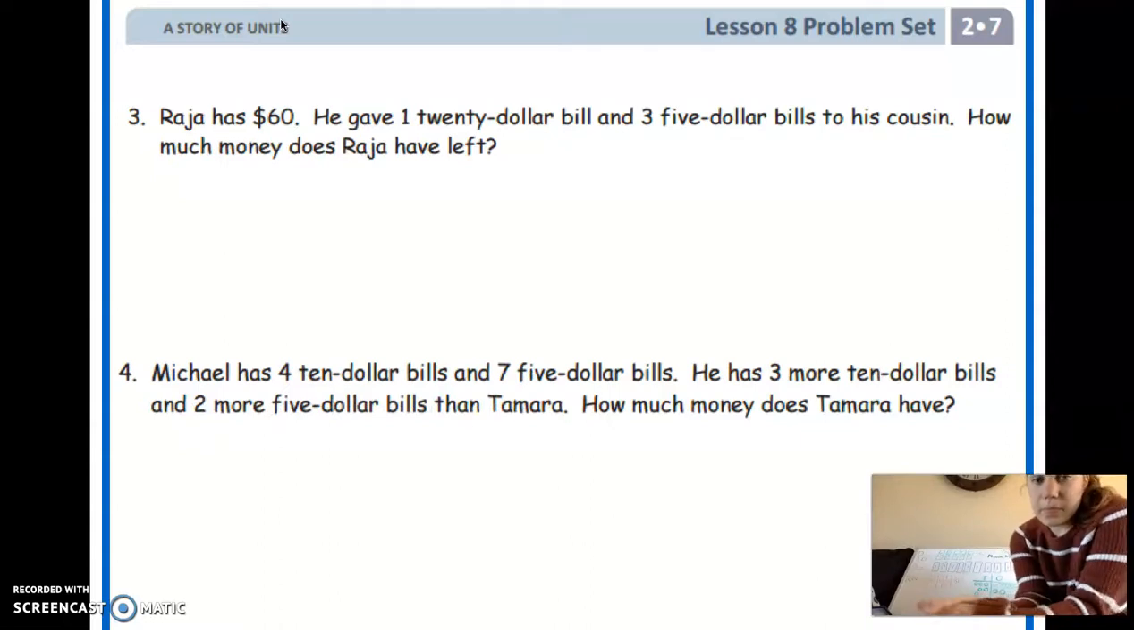Number 3, Raja has $60. He gave one $20 bill and three $5 bills to his cousin. How much money does Raja have?